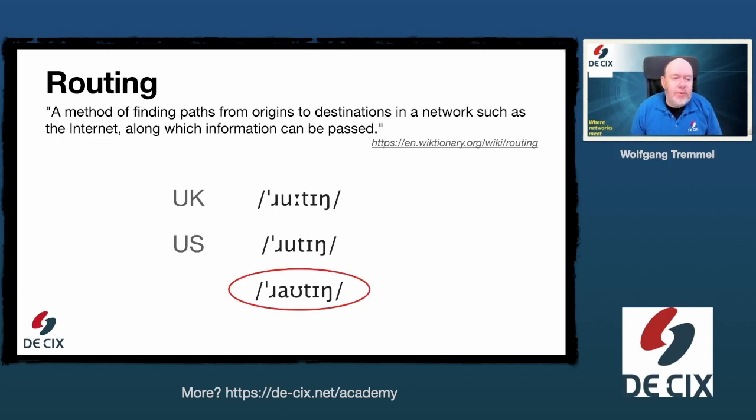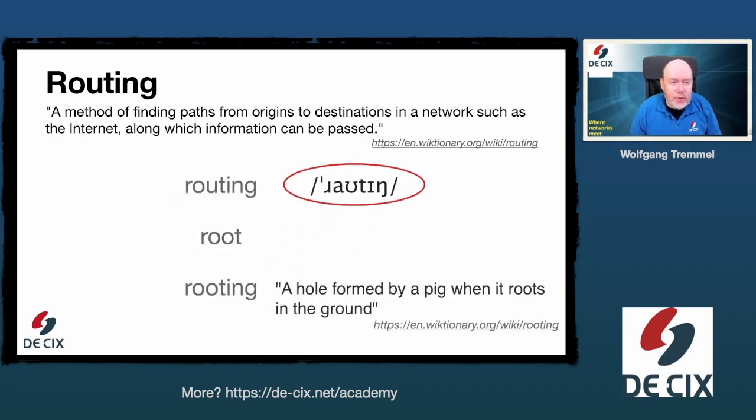Routing is a method of finding paths from origins to destination in a network, such as the internet, along which information can be passed. That's the Wiktionary entry. There is also a word named "rooting", written with double O, and that means a hole formed by a pig when it roots in the ground. So to distinguish between the word "rooting" with double O and "routing" with OU, I pronounce it "routing".